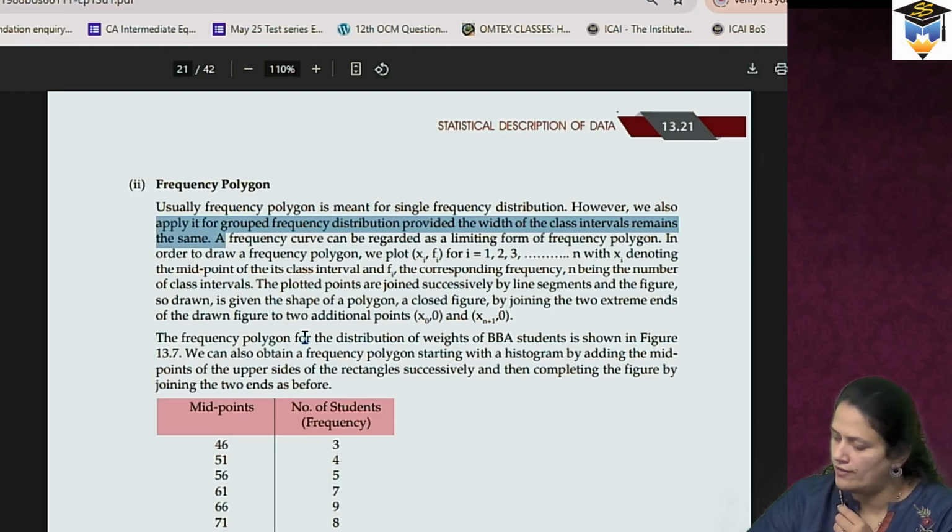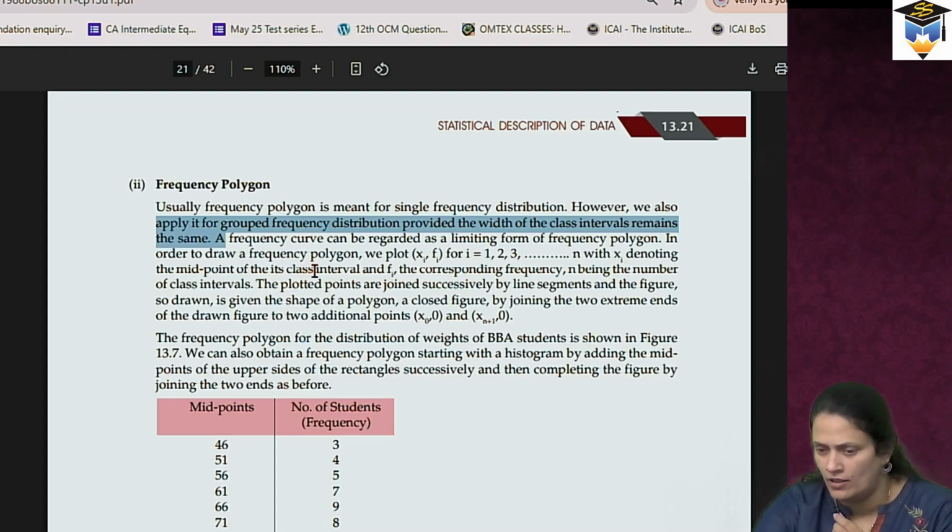Frequency polygon. This is all the basics of statistics, so please understand it. That's the reason I'm spending so much time on the theory part.